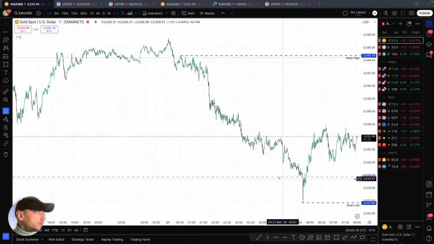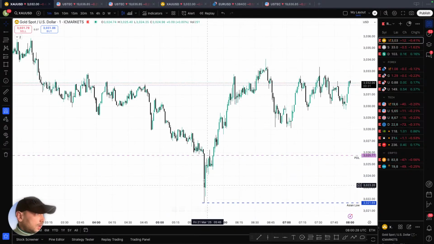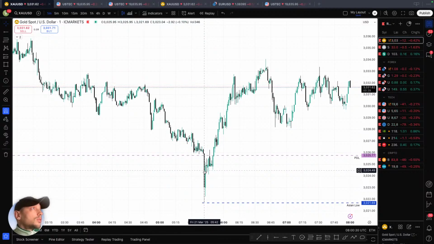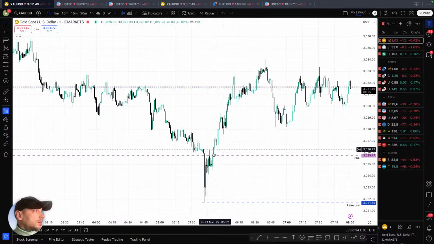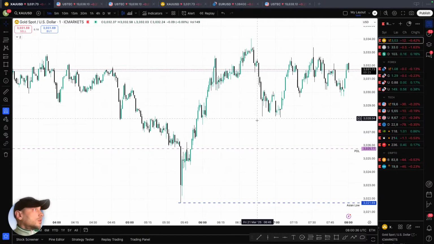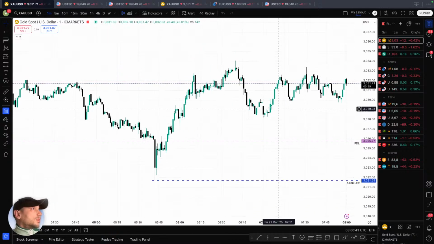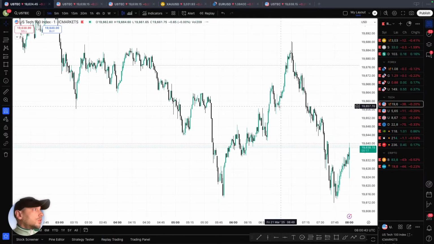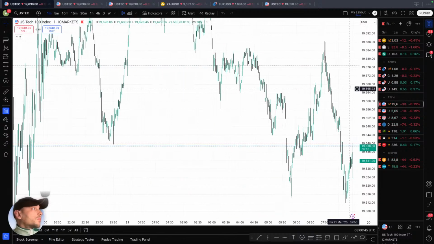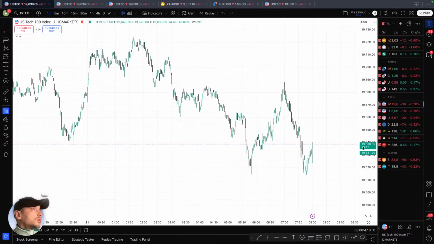What happened? We took previous day low and we took it with a lot of force. 3 pips candle and then back up. There was a good trade here. Right, so we did that with gold. We're gonna do the same with Nasdaq. We're gonna mark our highs and lows.